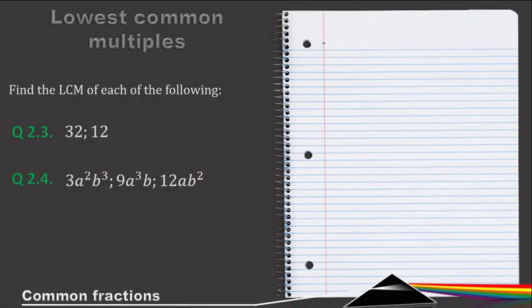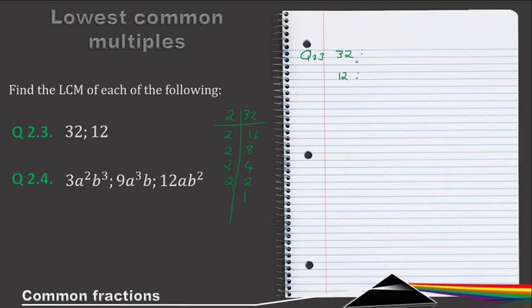So for question 2.3, we need to find the lowest common multiple of 32 and 12. So let's use the ladder method for 32. Now remember, I'm just doing one of each method so that you can choose which method you'd like to use. So if I have 32, then 2 goes into 32 16 times, 2 goes into 16 8 times, 2 goes into 8 4 times, 2 goes into 4 2 times, 2 goes into itself once.